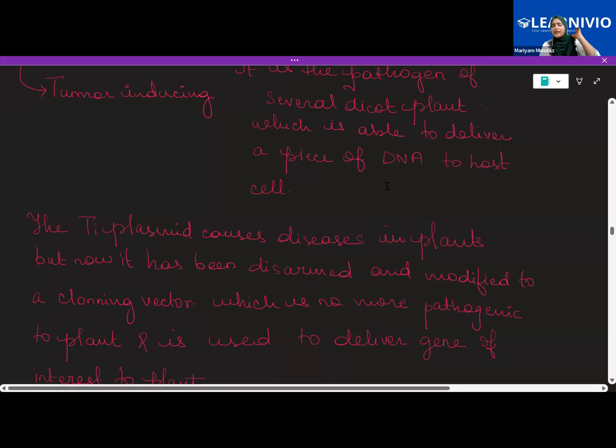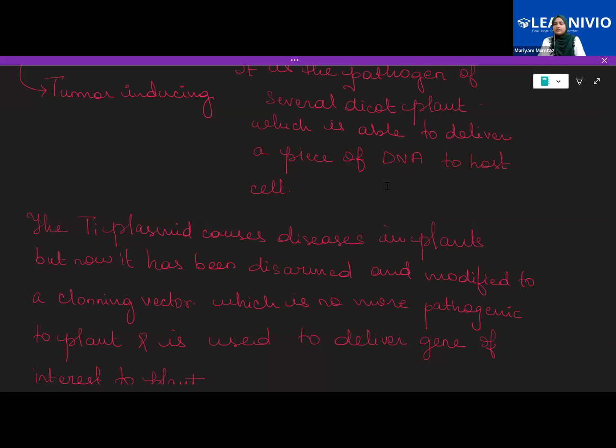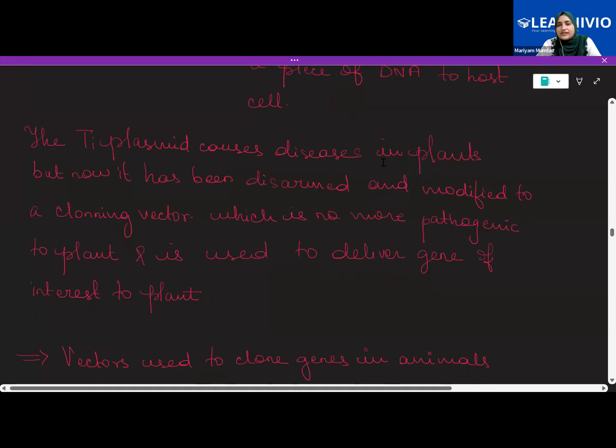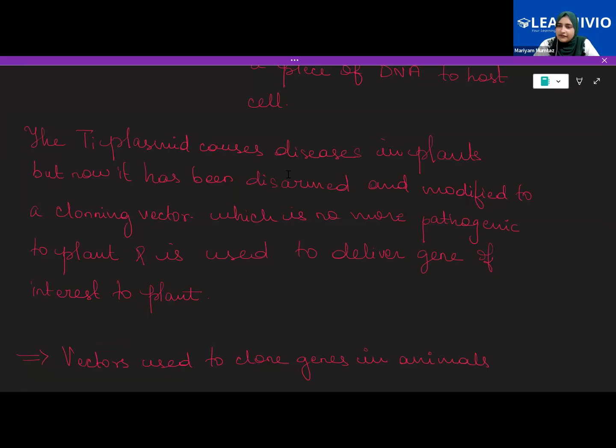There are so many plant diseases: fungal, bacterial, viral. All sorts of disease, like tumor in the plants also, in the root also. You see big cell clusters. Tumors are also there in the plant. So the TI plasmid causes disease in plants, and you can disarm it: you remove that part which causes disease, and you modify it, and then you can transfer the gene of interest into the plant.